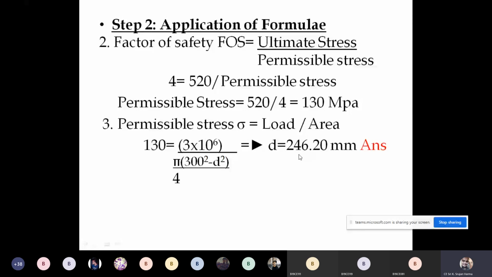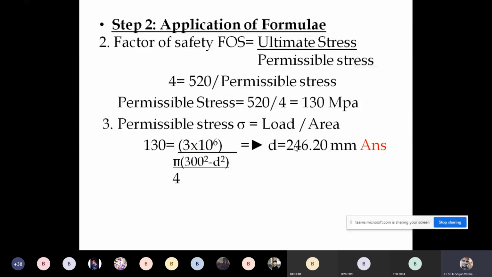External diameter is 300 millimeter. Internal diameter is 246 millimeter. Now tell me the pipe thickness. Can anyone tell me the thickness of that section? External diameter is 300, internal diameter is 246. The thickness is 53.80 millimeter. Capital D minus small d will give us the thickness of the section, the pipe or metal thickness.